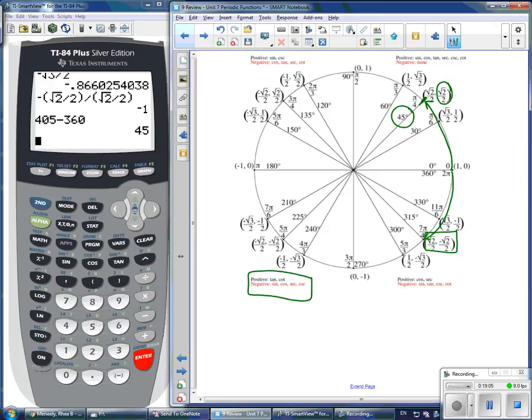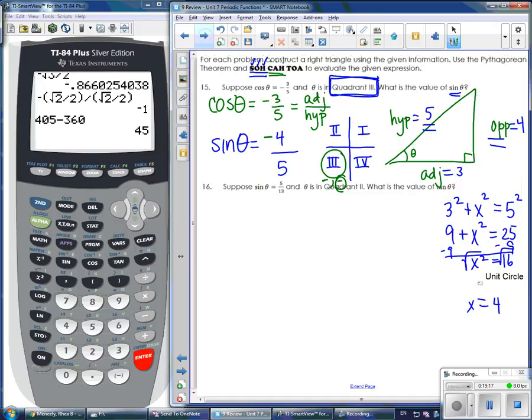If you forget that on the unit circle, it tells you the positive functions are going to be tangent and cotangent. All of the others are going to be negative. Sine is negative, cosine is negative. We didn't talk about secant or cosecant, but both of those functions would also be negative.